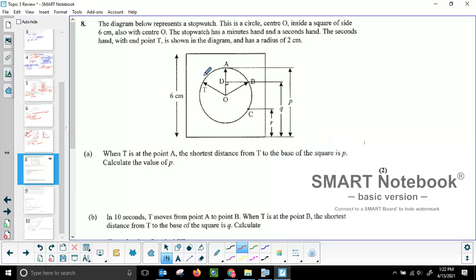Okay, so we know that this radius, so from O to A, is 2. Right? Then we also know that from here to here, another radius would also be 2. All right, and so that takes up a total of 4. We know that the whole box is 6. And since they both have the same center, then this is exactly in the center of the square, which means this has to be 1 and this has to be 1. Does that make sense? So the distance of P is 2 plus 2 plus 1, which is just 5.